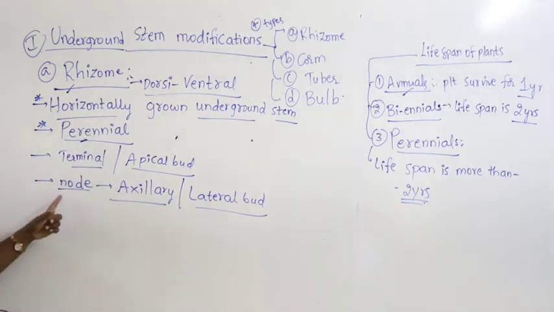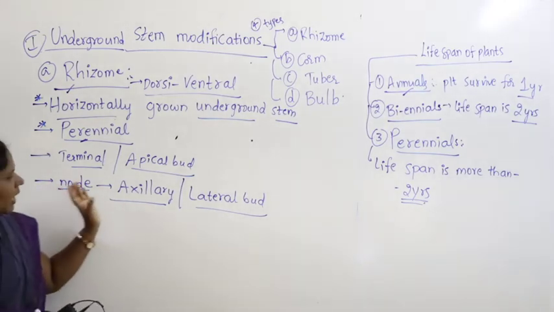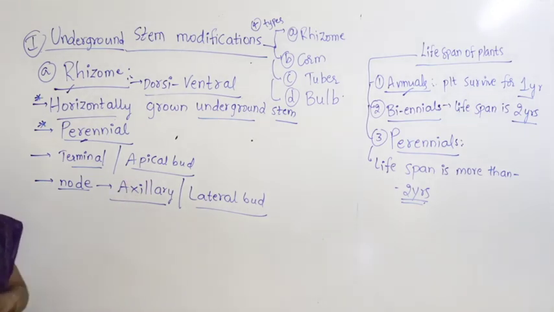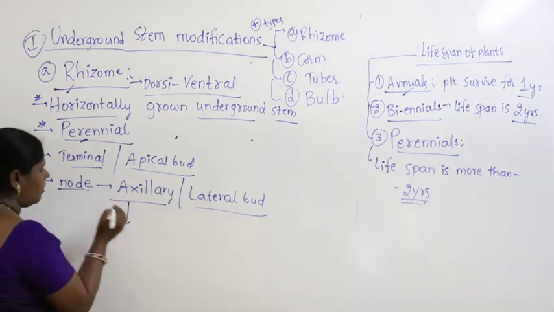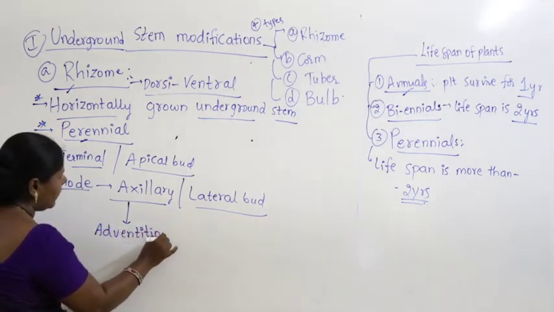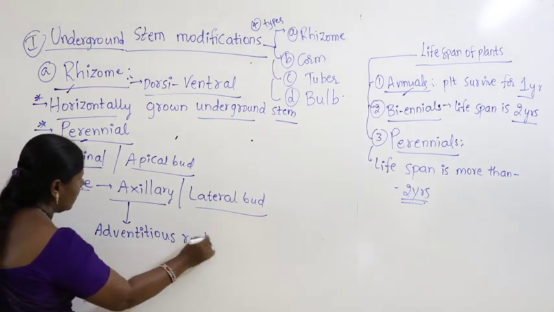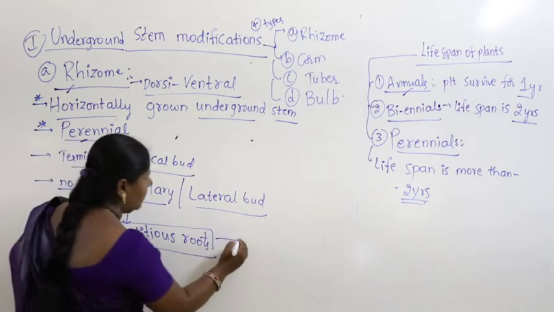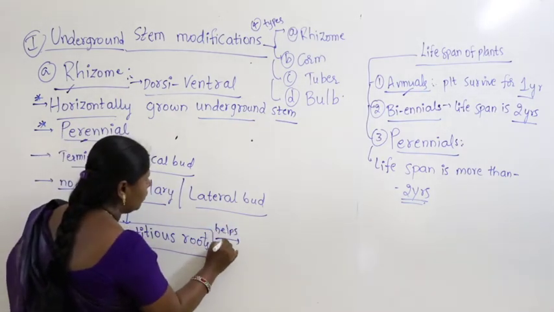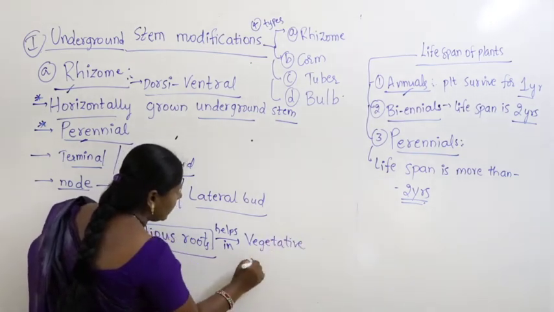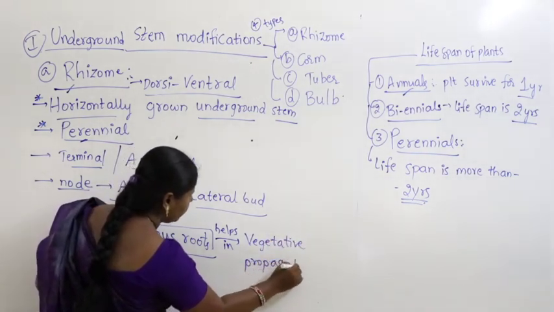It contains the node. The node is the place from which the axillary or lateral bud is produced. From the axillary lateral bud develop what are called adventitious roots. And as these adventitious roots are produced here, they help in vegetative propagation.